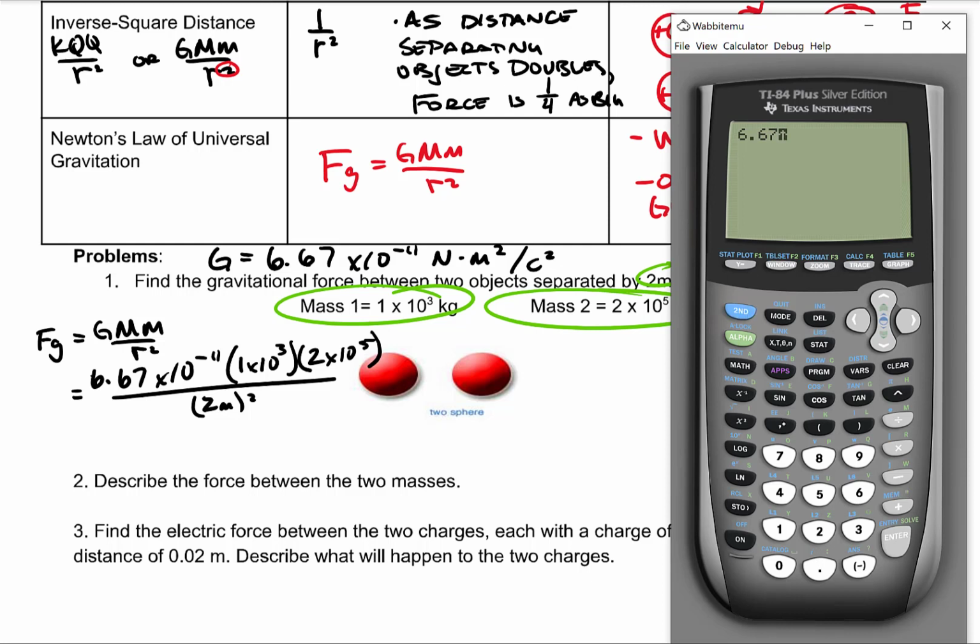We have 6.67 times 10 to the negative 11th. Put it all in at once, and then use that second comma sign for the little EE: 6.67 times 10 to the negative 11th, times 1 times 10 to the third times 2 second E5, divided by 2 squared. Don't forget to square the distance separating them. That gives you a gravitational force of 0.0033 newtons. And so you can pause it here and try to do that on your calculator on your own.